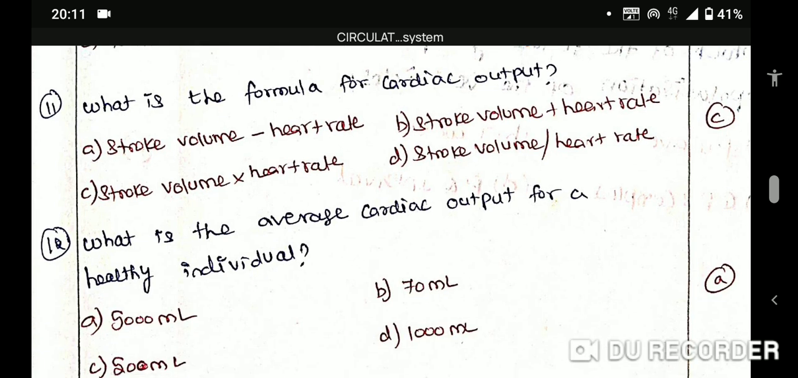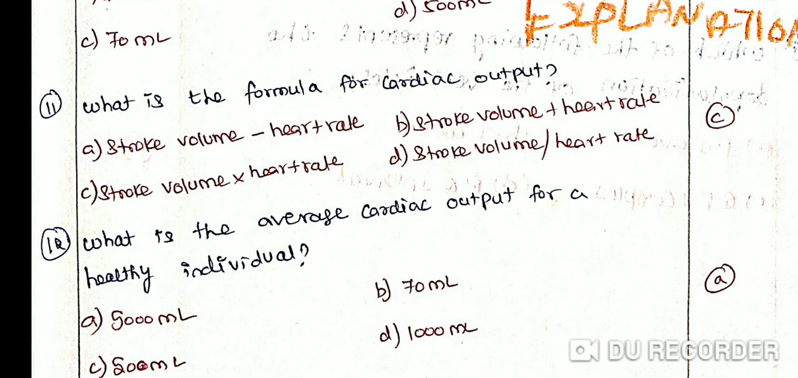What is the average cardiac output for a healthy individual? Option A 5000 ml, option B 70 ml, option C 500 ml, option D 1000 ml. The correct answer is option A, 5000 ml. The average cardiac output of a healthy adult is 5000 ml or 5 liters. This means that if the heart rate is 72 beats per minute and the stroke volume is 70 ml, then around 5000 ml of blood is pumped by each ventricle in 1 minute.